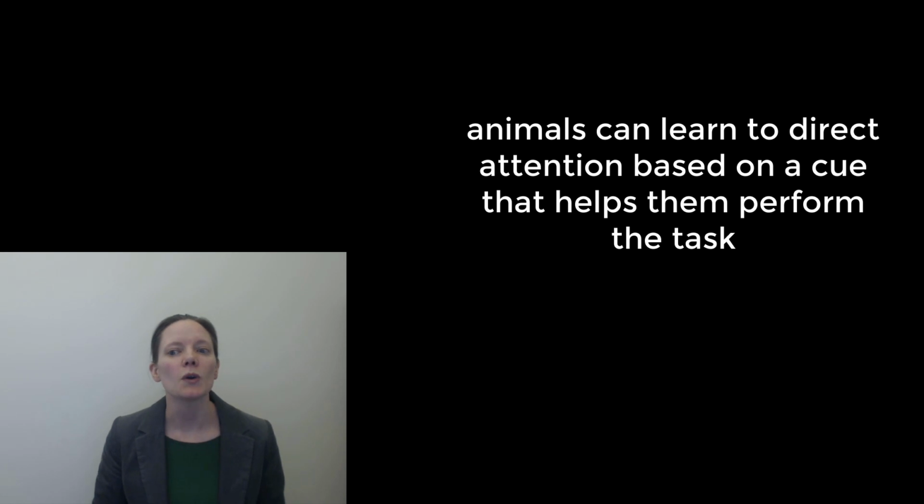This is done by providing a valid cue, meaning that the majority of the time the event the animal needs to judge or respond to will occur at the cued location and not elsewhere. Over many training sessions, the animal will learn to direct their attention based on the cue.